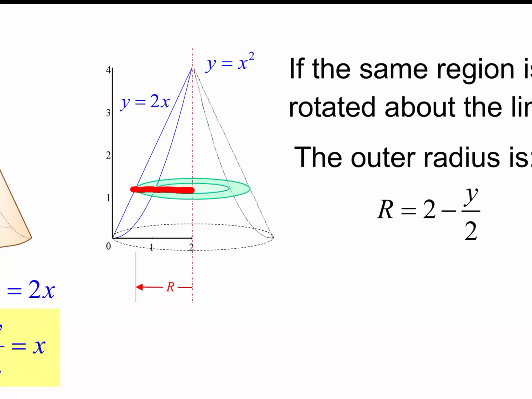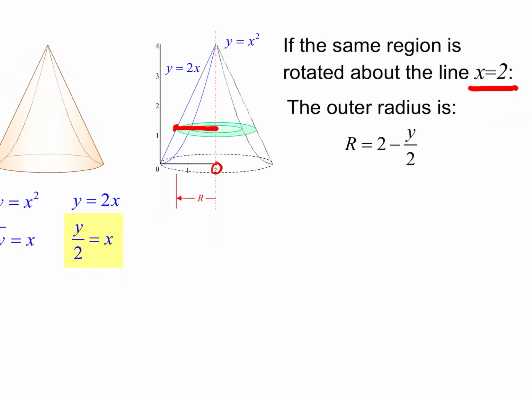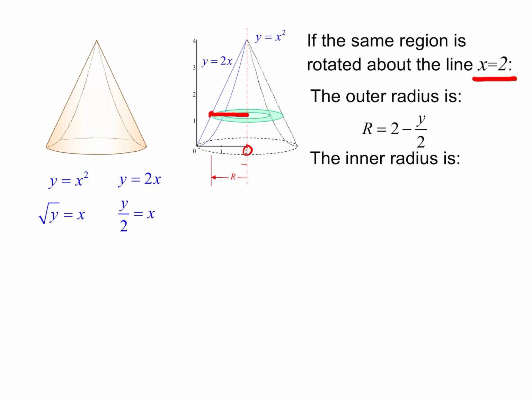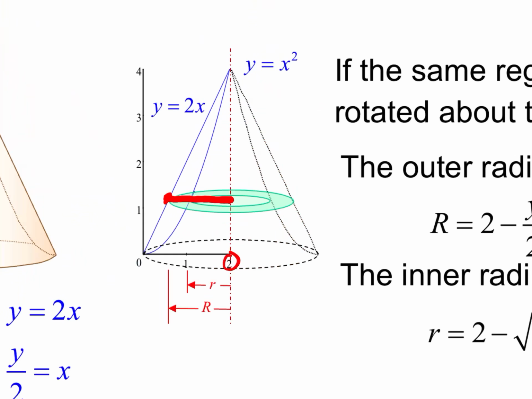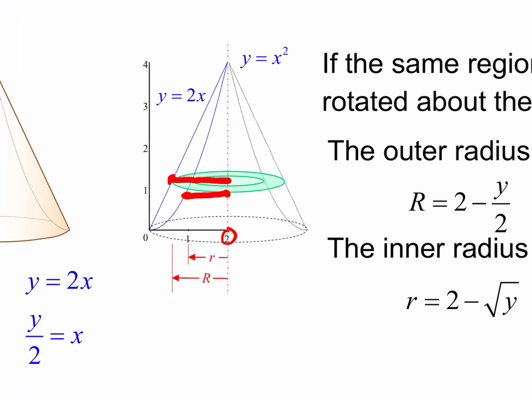How do you find it? Well, you take 2, because that's where it starts, and then subtract the value here. So it's 2 minus that function. Make sure you see the picture and understand it is 2 minus wherever the function is. So that one clearly is now a little bit different. The inner radius is labeled right here. The inner radius is from the 2 just to here, wherever this function is. So it's 2 minus this one, which is radical y.